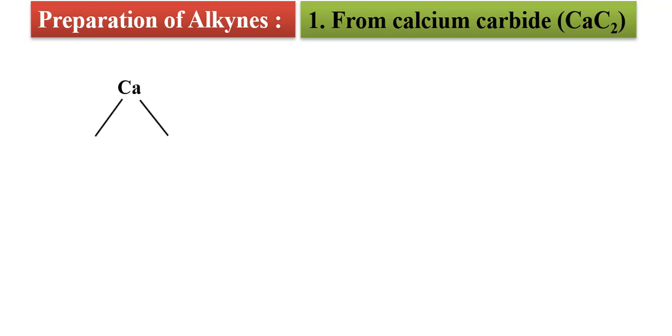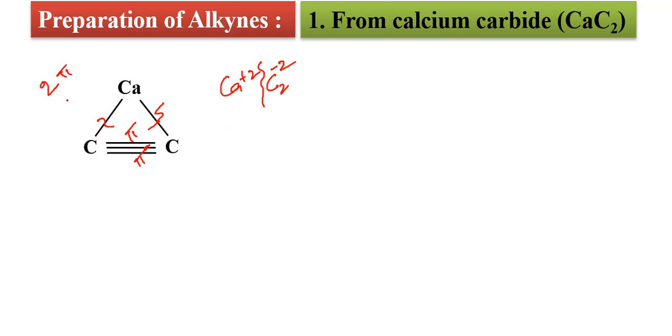You can see the structure of calcium carbide. The last time they asked in the JEE Mains exam, how many sigma and pi bonds are present in calcium carbide. So you can see here 2 pi bonds, 1 sigma bond is there. This is the ionic bond, actually Ca2+ C2 2-. So answer is 2 pi bonds, 1 sigma bond.